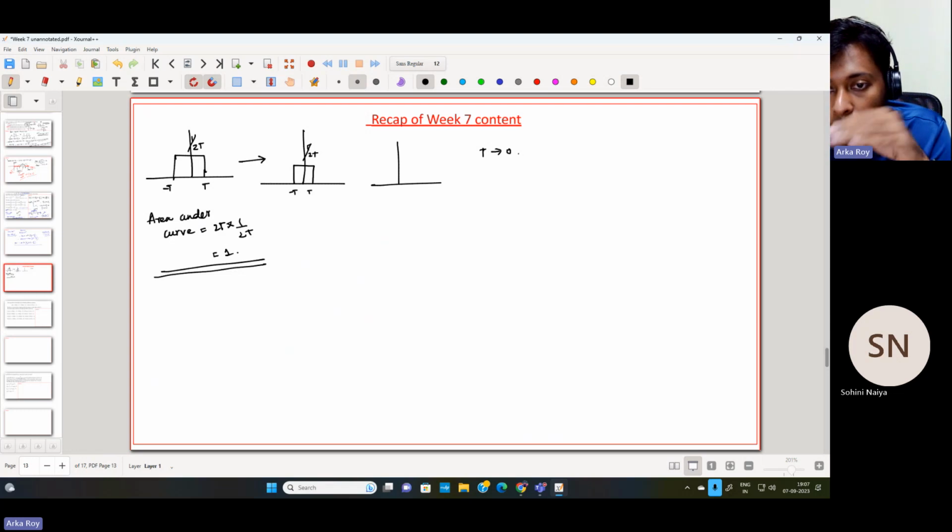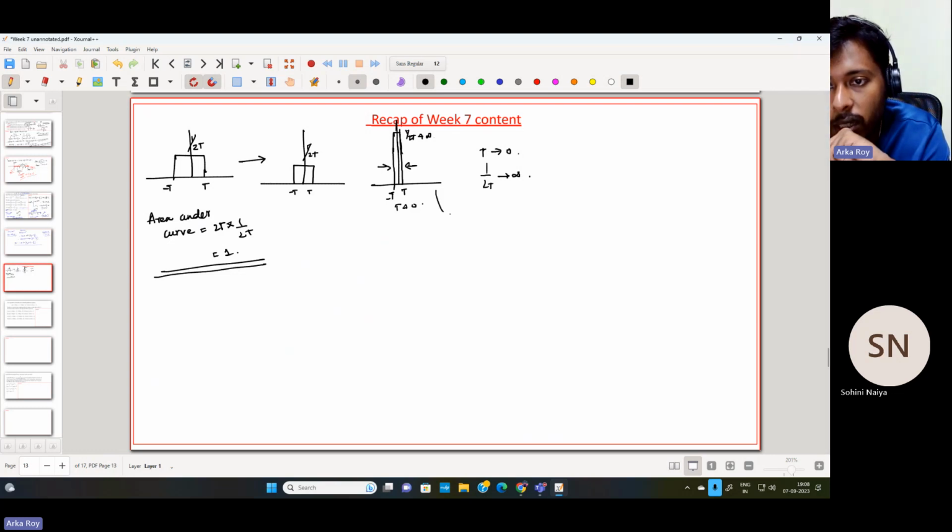Now I need to squeeze this particular band, so the baseband will be squeezed. Therefore, t will tend to 0. If t is tending to 0, the amplitude is 1 upon 2t. So as t tends to 0, this will tend to infinity. That means this will become very narrow, and this height will shoot up to infinity. So 1 upon 2t tends to infinity, and this plus minus t, or t tends to 0.